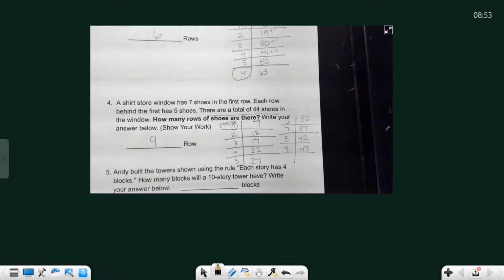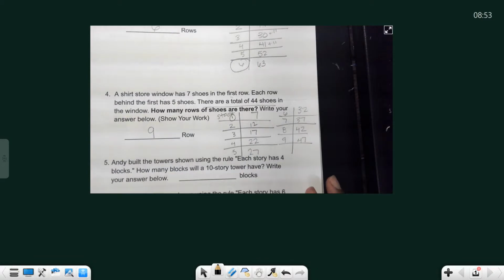Left off of the row. So we need to have another row to put those extra shoes on there, and they'll all fit comfortably. All right? Any questions? All right, moving on to Andy and his towers.